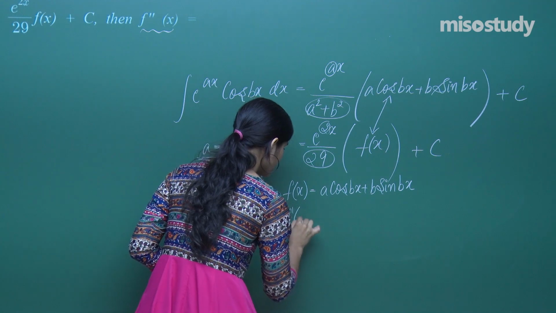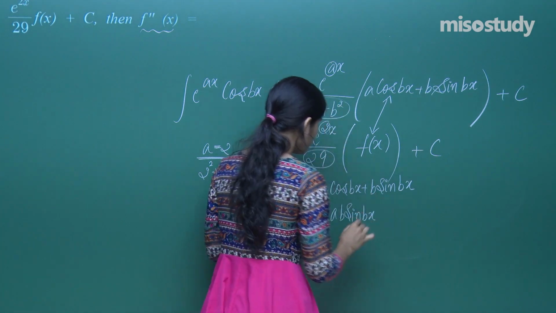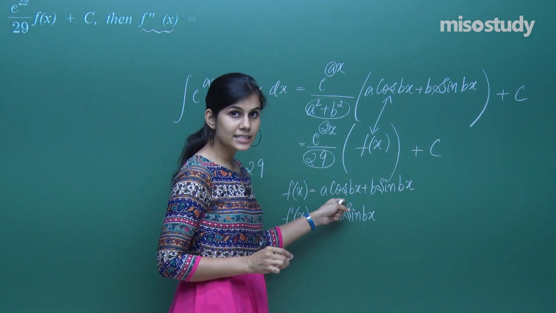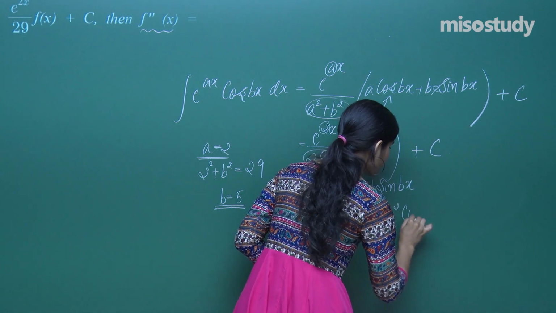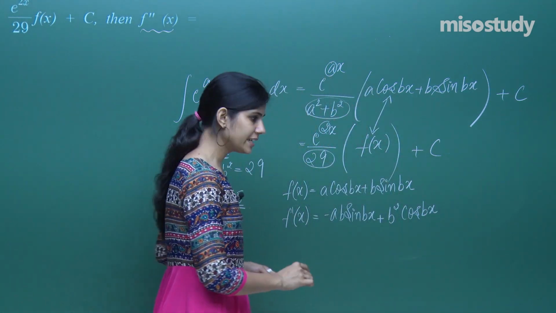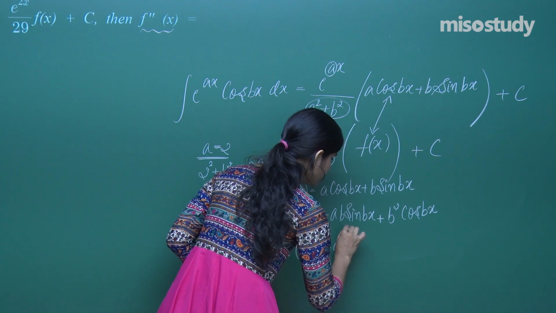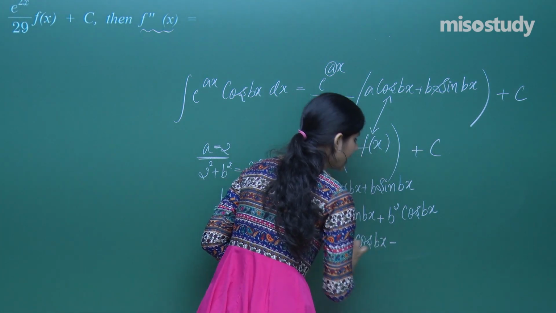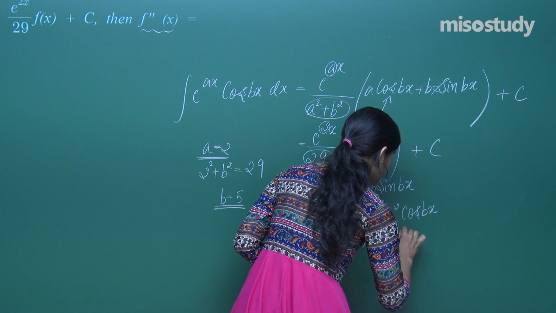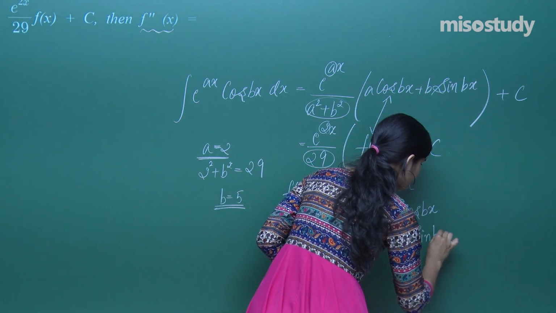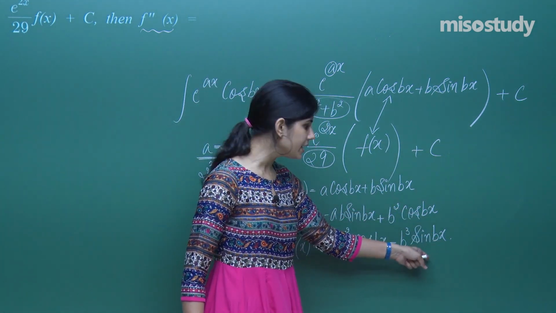Now, if f(x) is a cos bx plus b sin bx, then what is f dash x? It is minus ab sin bx, because d by dx of cos bx is minus sin bx into b, plus here it will be b square cos bx. Again if you differentiate, you get minus ab square cos bx, and here it will be minus b cube sin bx, because d by dx of cos bx is minus sin bx into b.